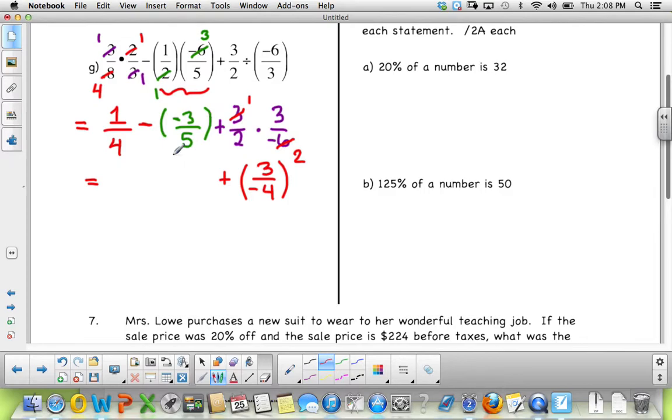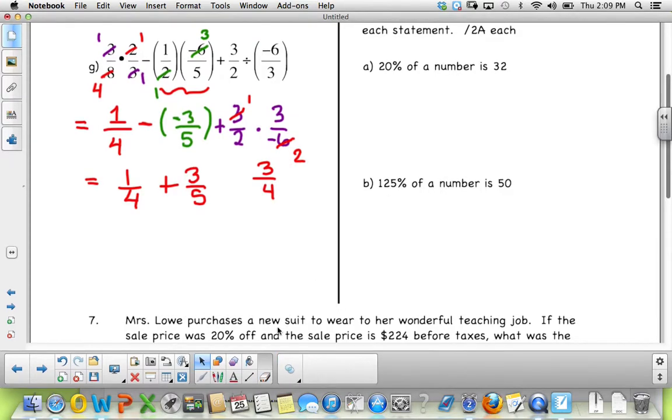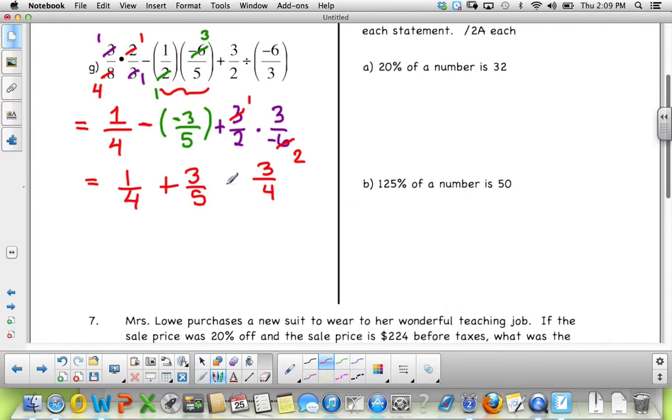Now I'm going to need to bring down the stuff you see on the left. Now this double negative will make a positive. So I have 1/4 plus 3/5 plus a negative. Well, adding a negative is the same thing as subtracting. So I can get rid of these parentheses and I can change that negative 3/4 to a minus. So plus a negative 3/4 is a minus 3/4.